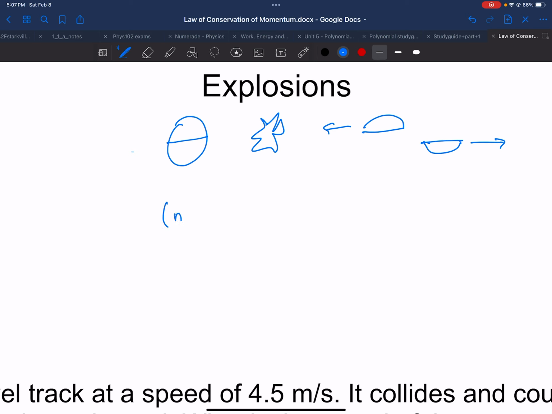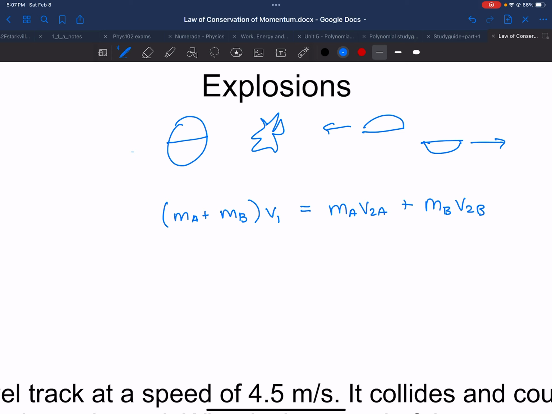Our masses are together at the beginning, and they have the same initial velocity. And then at the end, they're going to break apart. So we have mass A, V2A, plus mass B, V2B. So that's the equation we're going to use for our explosions.